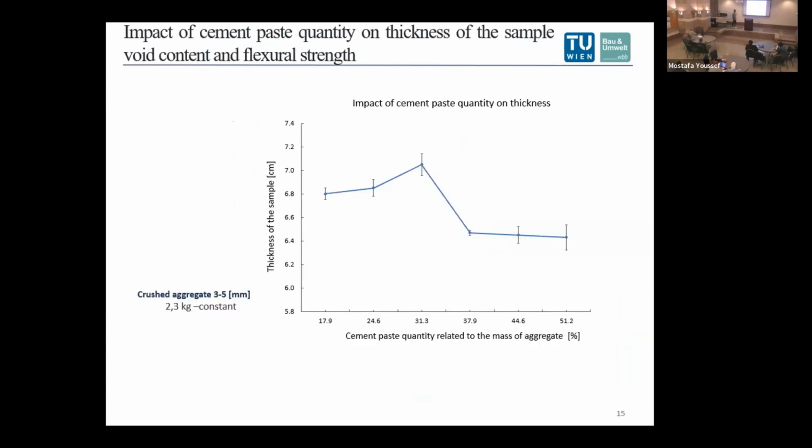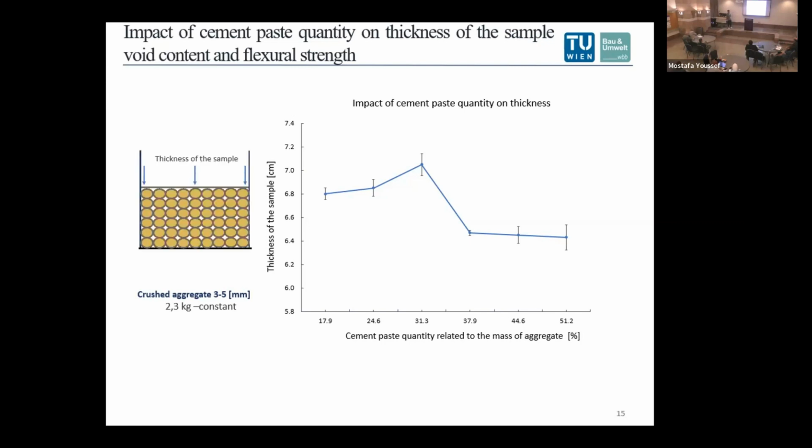Okay, in this slide I will talk a bit about the impact of the slurry quantity on the thickness of the sample. In the x-axis, you can see the cement paste quantity related again to the mass of the aggregate, which is constantly increased. In the y-axis, you can see the thickness of the sample. The way of compaction and vibration energy mixing was the same as before. The sample was compacted and vibrated for 30 seconds, and then the stone was removed. A plexiglass plate was placed above, and the thickness was precisely measured. Crushed aggregate, in this case 3 to 5, a constant mass of 2.3 kilos was used.